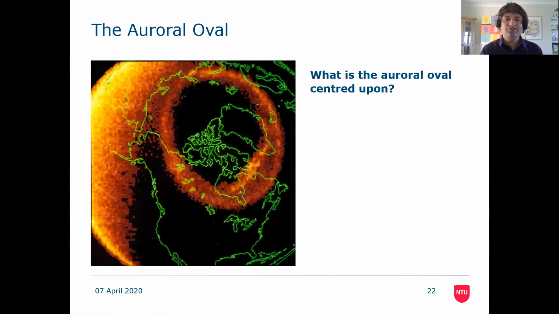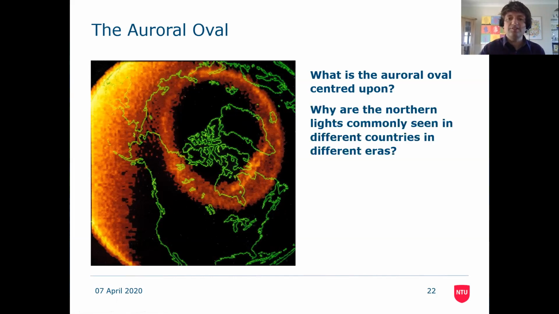So I have some questions for you. What is the auroral oval centered upon? Now, a couple of hundred years ago, the Northern Lights were much more common above Scotland than they are now. So this brings us to the second question. Why are the Northern Lights commonly seen in different countries in different historical eras? So there's a couple of questions for you to think about there.